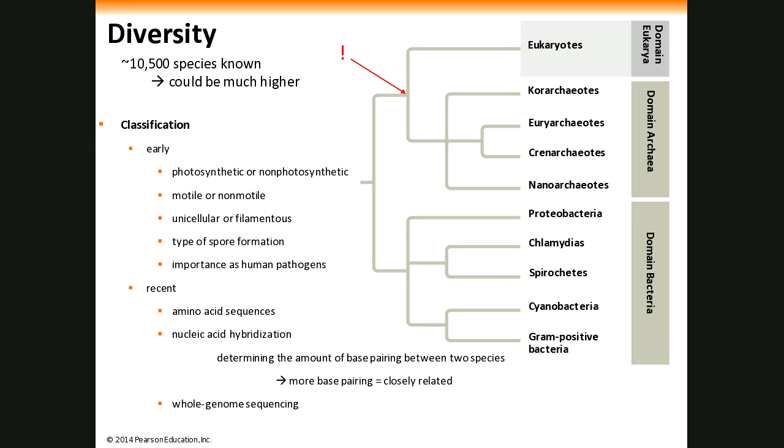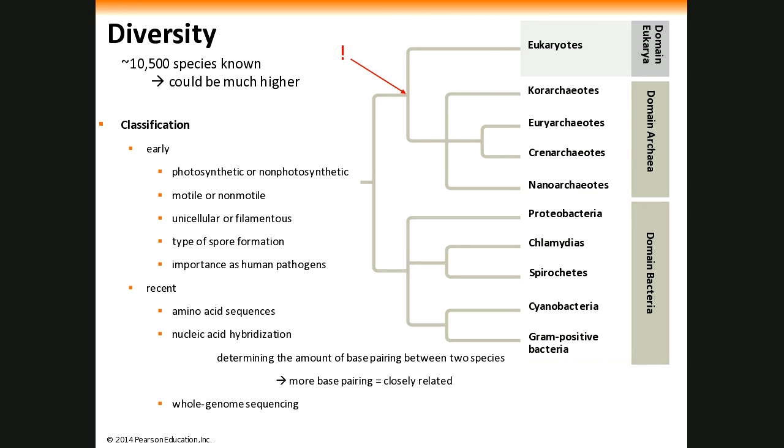Oh, gosh, 10,000 or more species, probably higher than that. We used to classify them on very simple things, like we've talked about, whether they could photosynthesize or not, or move, whether they were filaments growing together, whether they're unicellular. And then finally, a lot of times, we tend to classify things based on what they mean to us. So importance is human pathogens. But the problem with that is very little of that may have to do with genetic relatedness.